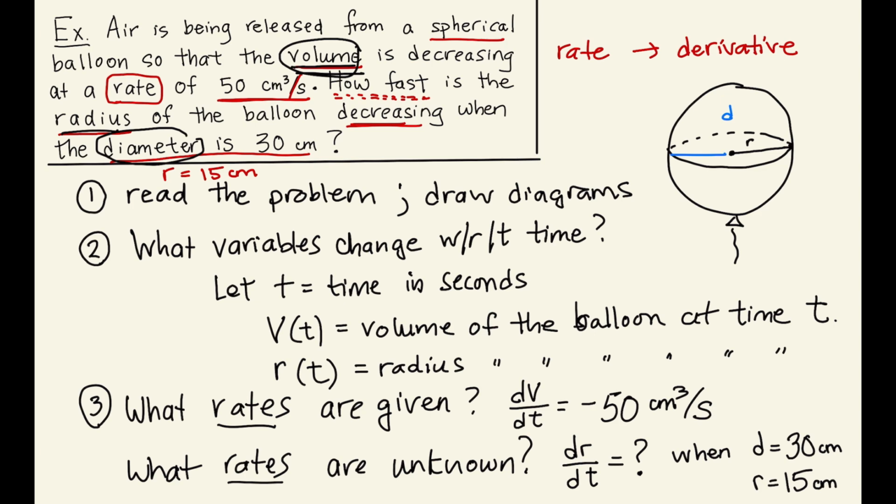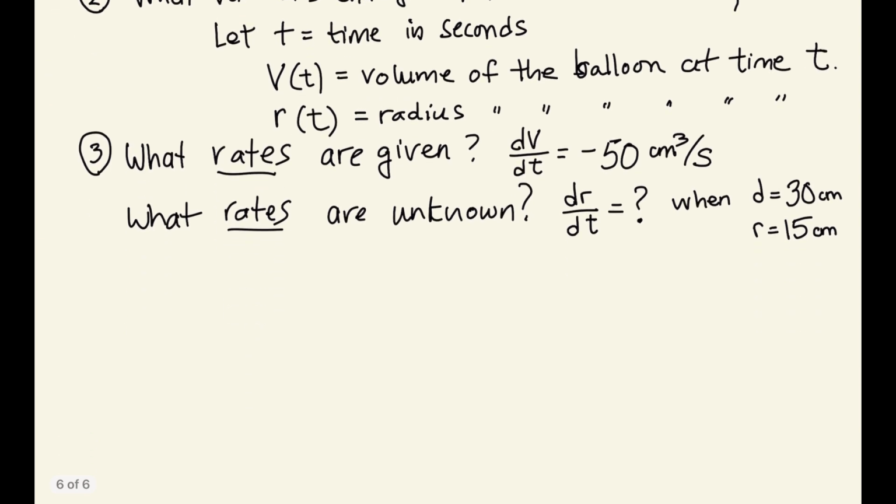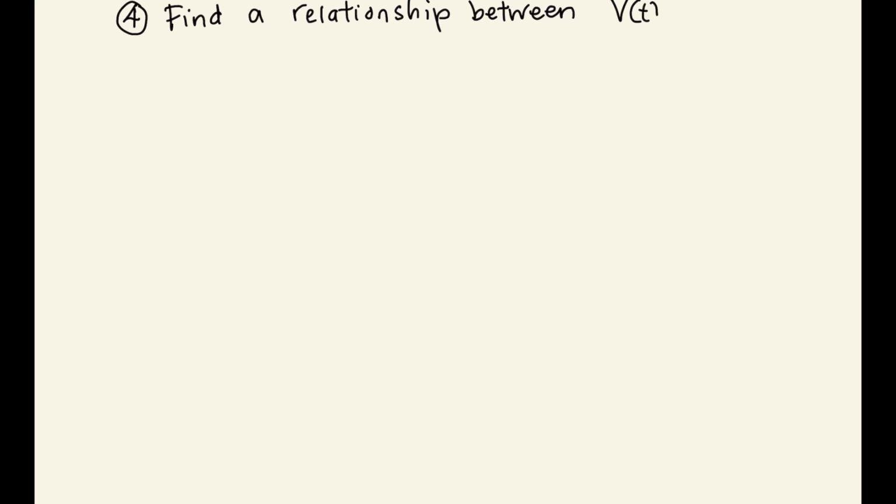Well, in step four, what we're going to do is find a relationship between our quantities. This is a pretty straightforward relationship. It's just a geometric formula. The volume of a sphere, we know, is given by 4/3 pi r cubed.